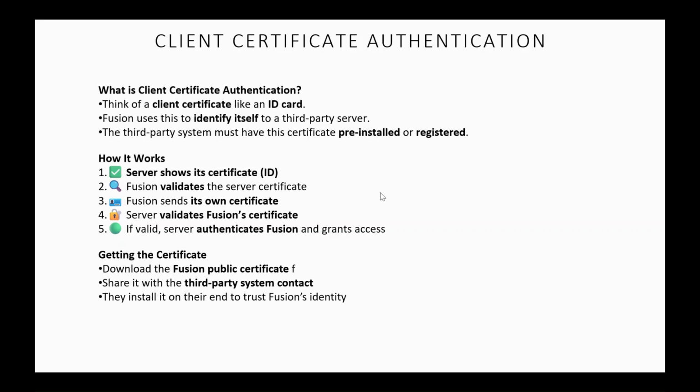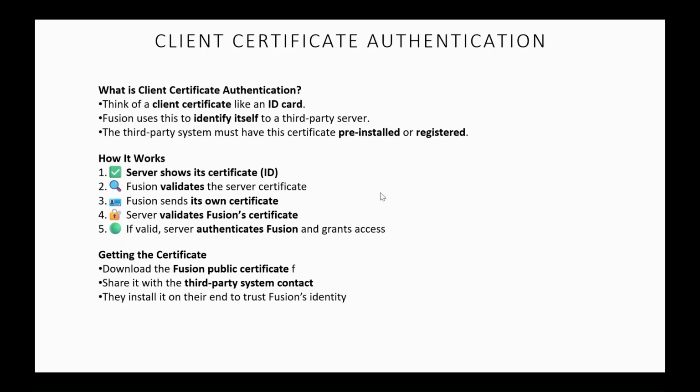The server then checks whether the client certificate is recognized or has already been installed in the system or not. If it is, then Fusion is authenticated, and then the server will provide access. As simple as that. For example, an access token or a successful API response. Now, you might ask, how do we get this Fusion client certificate?